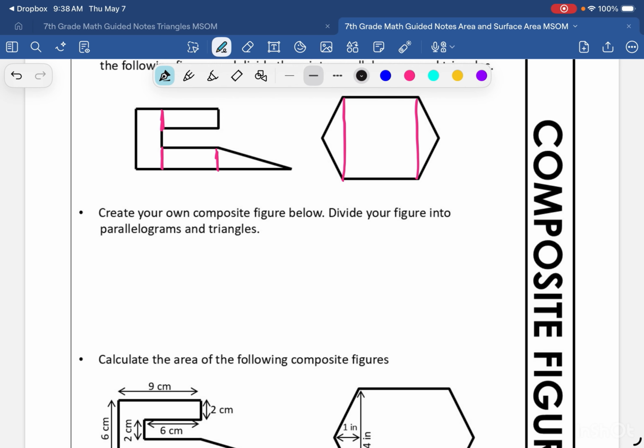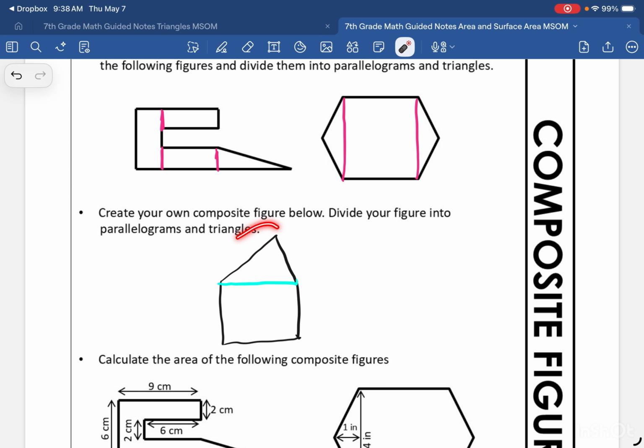Create your own composite figure below. Divide your figure into parallelograms and triangles. Okay, so you can make up your own shape that is composed of parallelograms and triangles. I'm just going to do a simple house. And I can divide it right here. And that gives me a triangle here up on top, and then this square on the bottom, or rectangle.